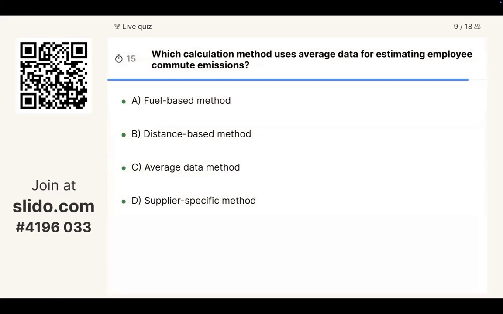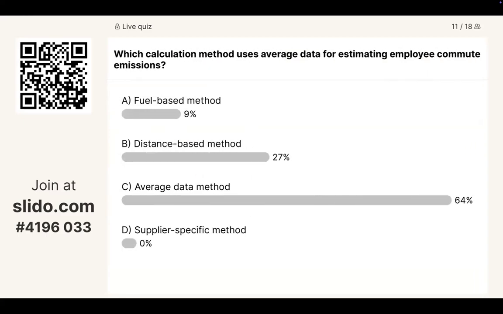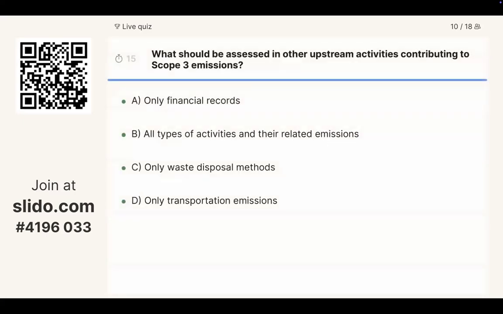Which calculation method uses average data, industry average data, right, for estimating employee commute emissions? Is it fuel based? Is it distance based? Is it average data method, or is it supply? Correct is average data method.